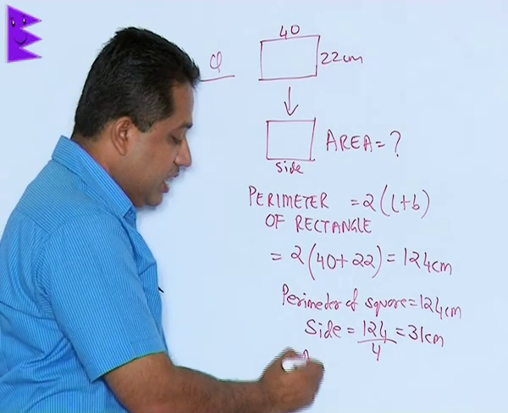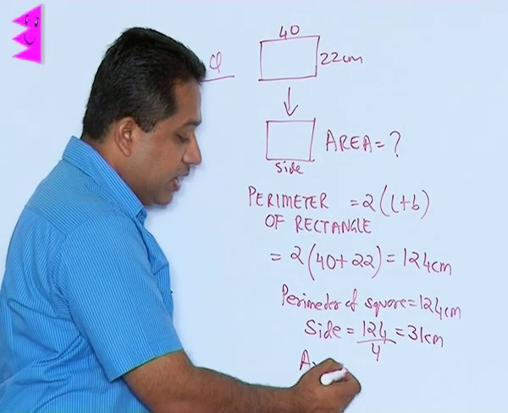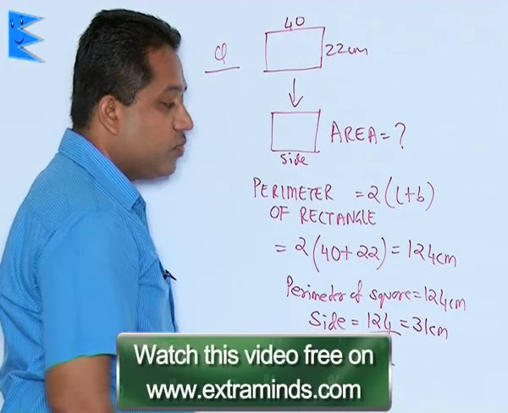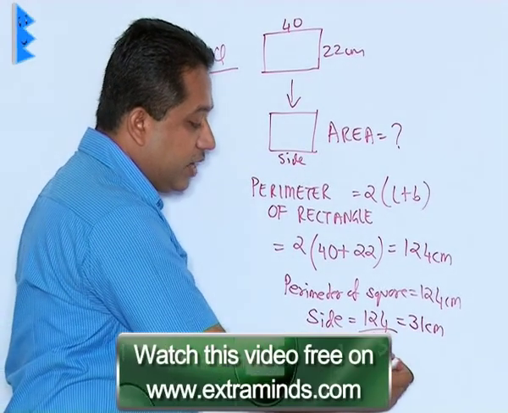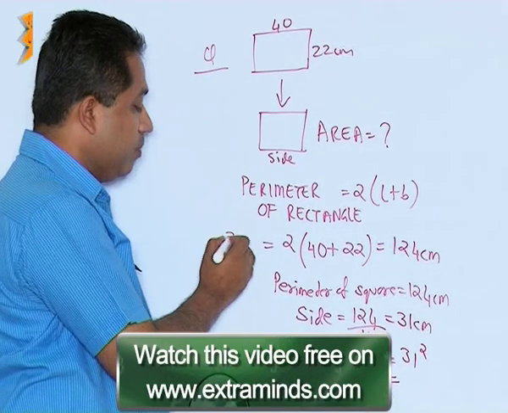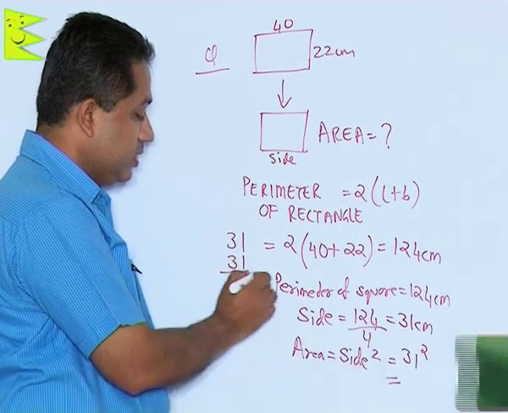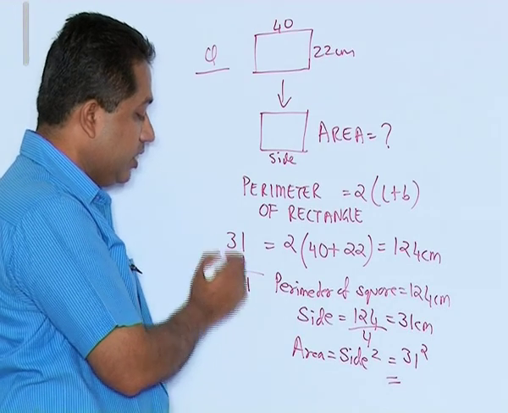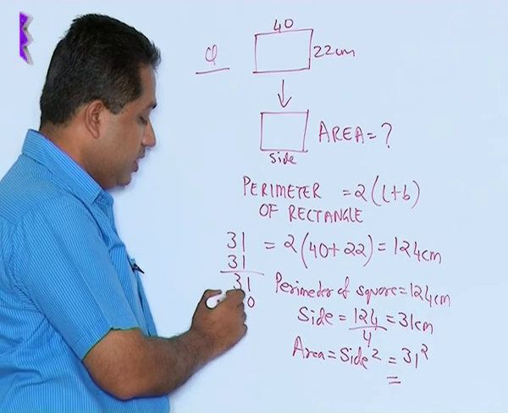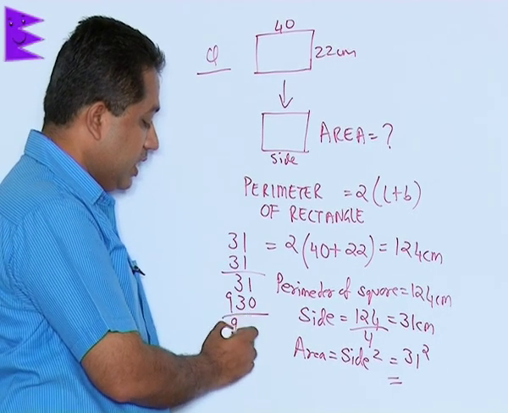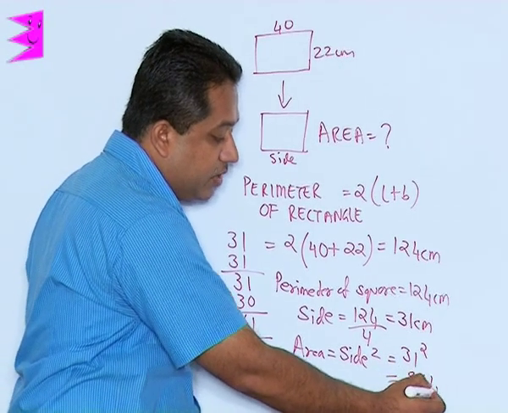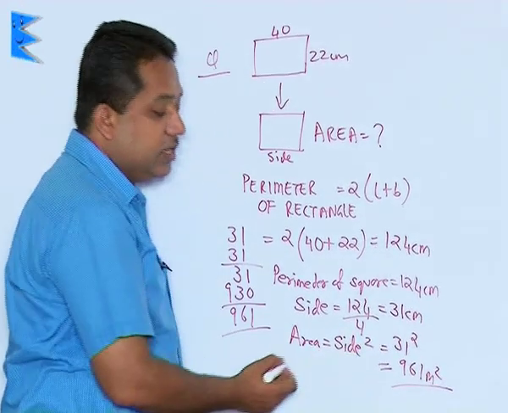Now, we have to find the area of the square, and area, the formula is side square for a square. So, 31 square has to be found out. So, 31 square means we are going to multiply 31 with 31. So, we get 1 into 1, 1, 1 into 3 is 3, 0, 3 ones are 3 and 3 into 3 is 9. So, we are going to get 961. So, the area of this square will be 961 meter square.